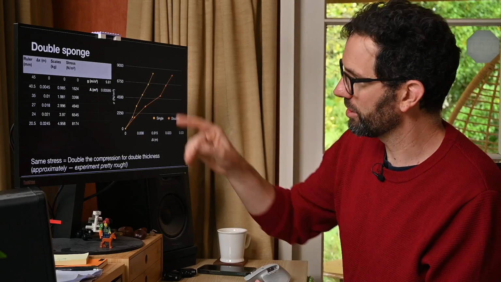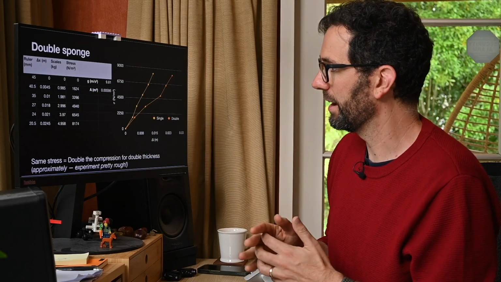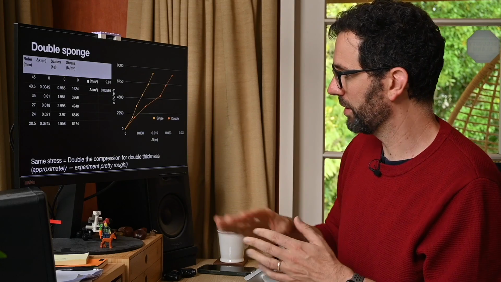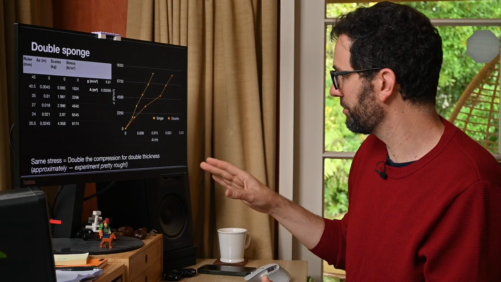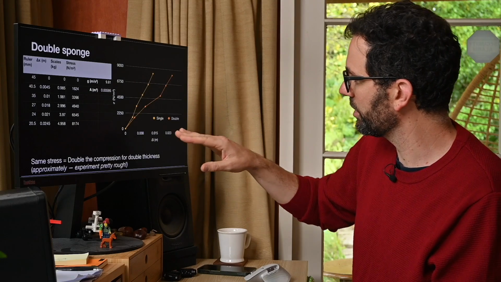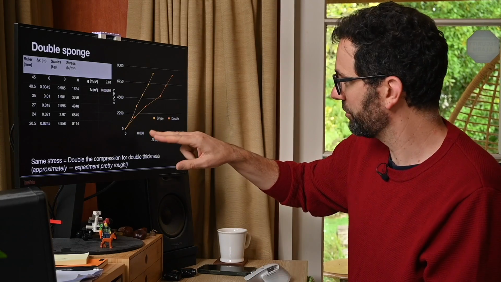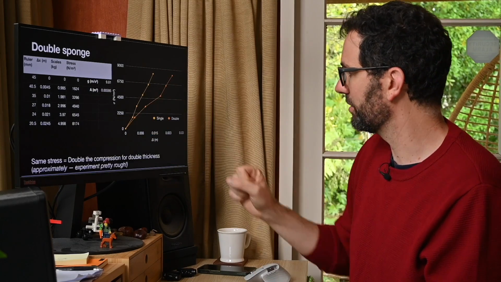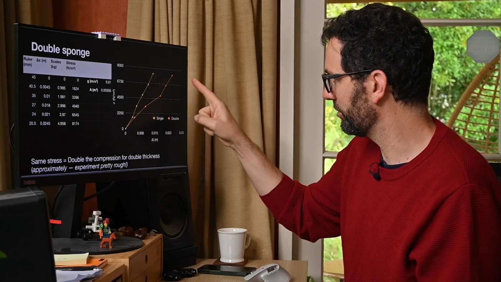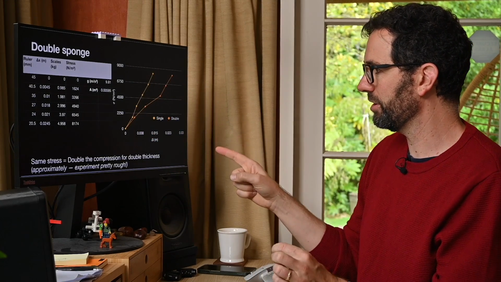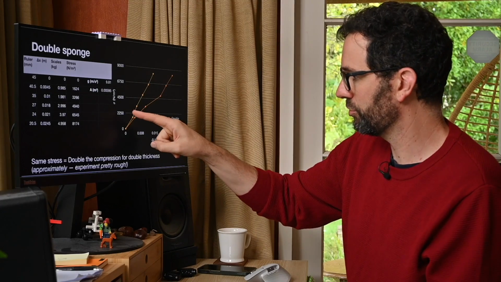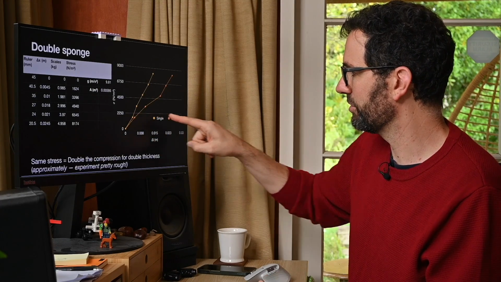I have measured the compression, and I have collected those results again onto a graph. This time I have drawn on the same graph as my single sponge, which is the yellow one, and I have my double sponge, which is the orange curve, and you can see that for the same amount of stress, I get about double the compression.